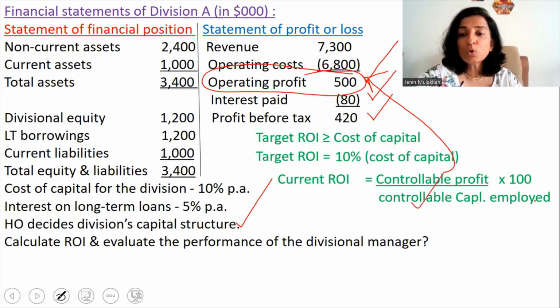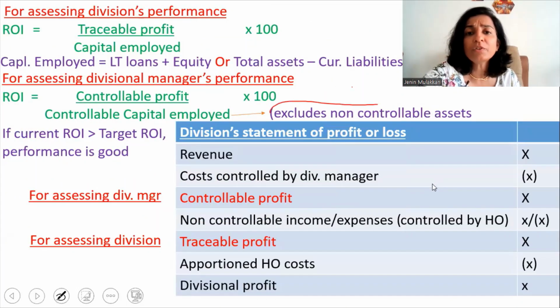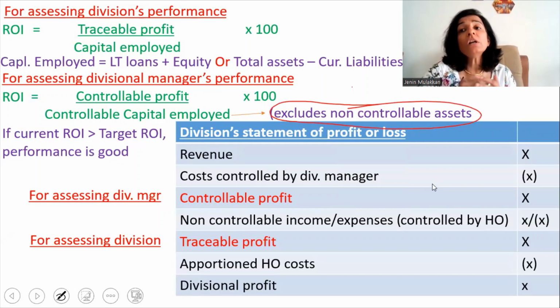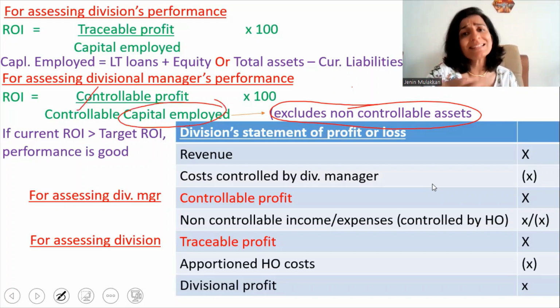And what is a controllable capital employed? Controllable capital employed, the only thing is that you have to exclude all the non-controllable assets, or the assets that cannot be controlled by the divisional manager. In the question, there were no non-controllable assets given. It was a fairly simple problem. So, controllable capital employed and capital employed is the same thing. You don't need to exclude anything simply because there are no non-controllable assets given in the question.